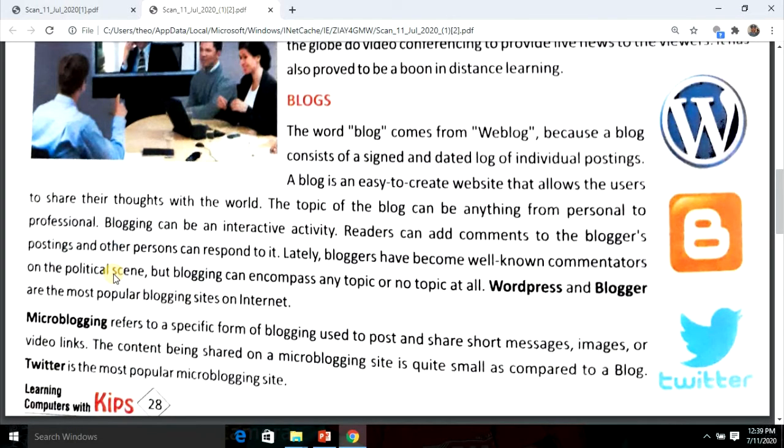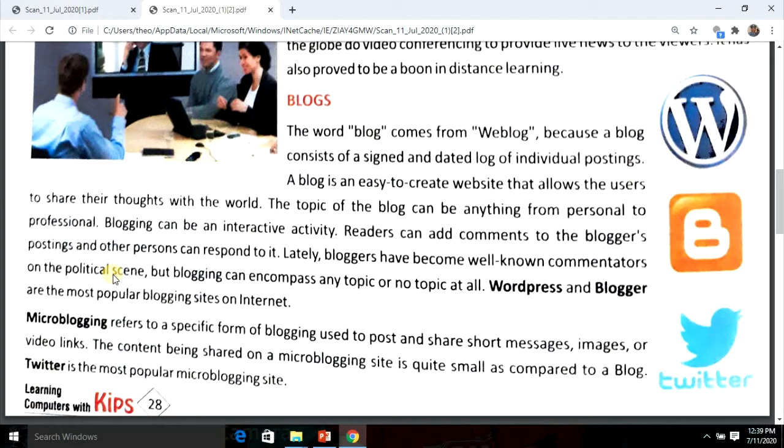The next one is a blog. The word blog comes from the word weblog. The one who creates the blog is called a blogger, and the process of creating a blog is called blogging. There are some sites which are used. WordPress and Blogger are the most popular blog sites on the internet.